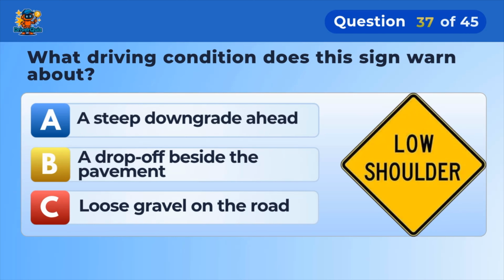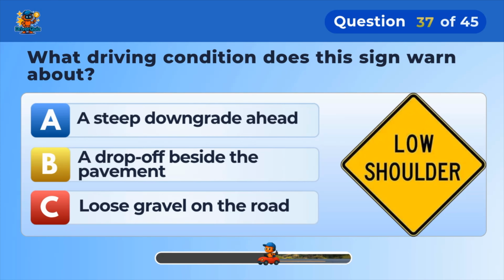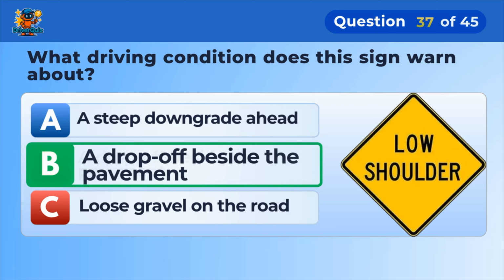Question 37. What driving condition does this sign warn about? A. A steep downgrade ahead. B. A drop-off beside the pavement. C. Loose gravel on the road. A drop-off beside the pavement.